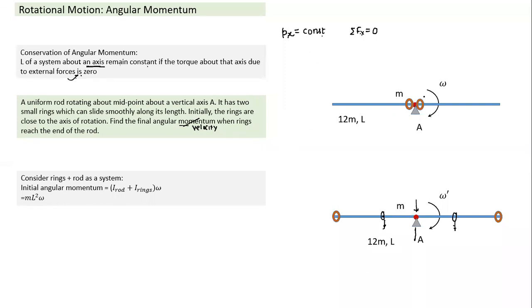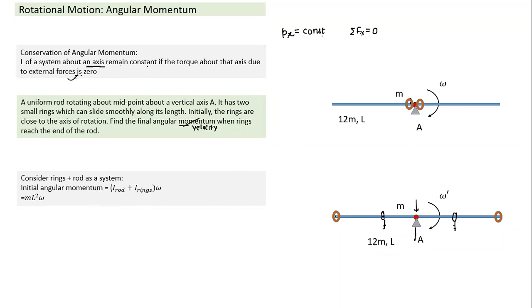Initially, when it's set into rotation, this is an example of pure rotation, so angular momentum will be equal to I into omega. Since the system consists of the rod and the rings, the moment of inertia will be that of the rod as well as of the rings, into omega. In this case the radius and size of the ring are not given, so we'll assume the radius is very small and consider it only as a particle. Initially, the two rings are very close to the axis of rotation, so the distance from the axis is 0, and the moment of inertia of the two rings is 0. The moment of inertia of the rod is M L square by 12, so the initial angular momentum is M L square by 12 into omega.